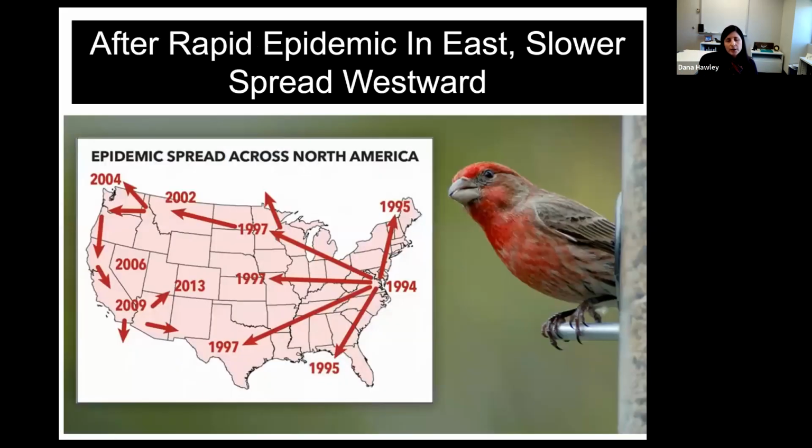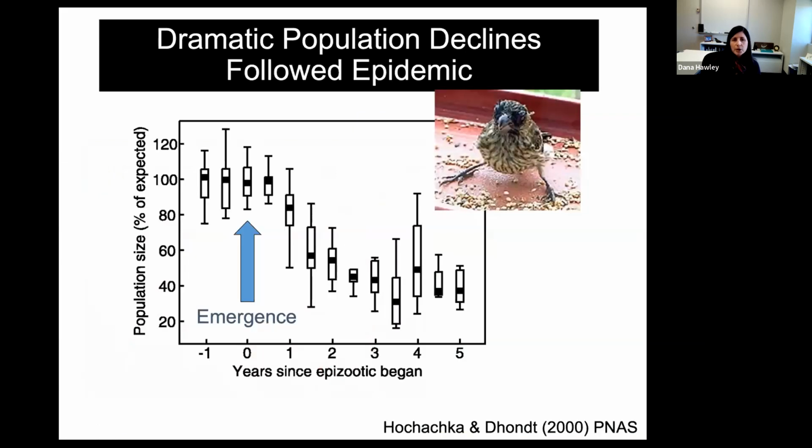This is how quickly it spread through the eastern range of house finches. I won't really get into their history much, but they're introduced in the eastern part of their range. And the pathogen spread within 2 to 3 years through that entire introduced range. It took a little longer to get over to the West Coast, and I'll get to that in the second part of the talk. We also know what effects it had on population sizes.